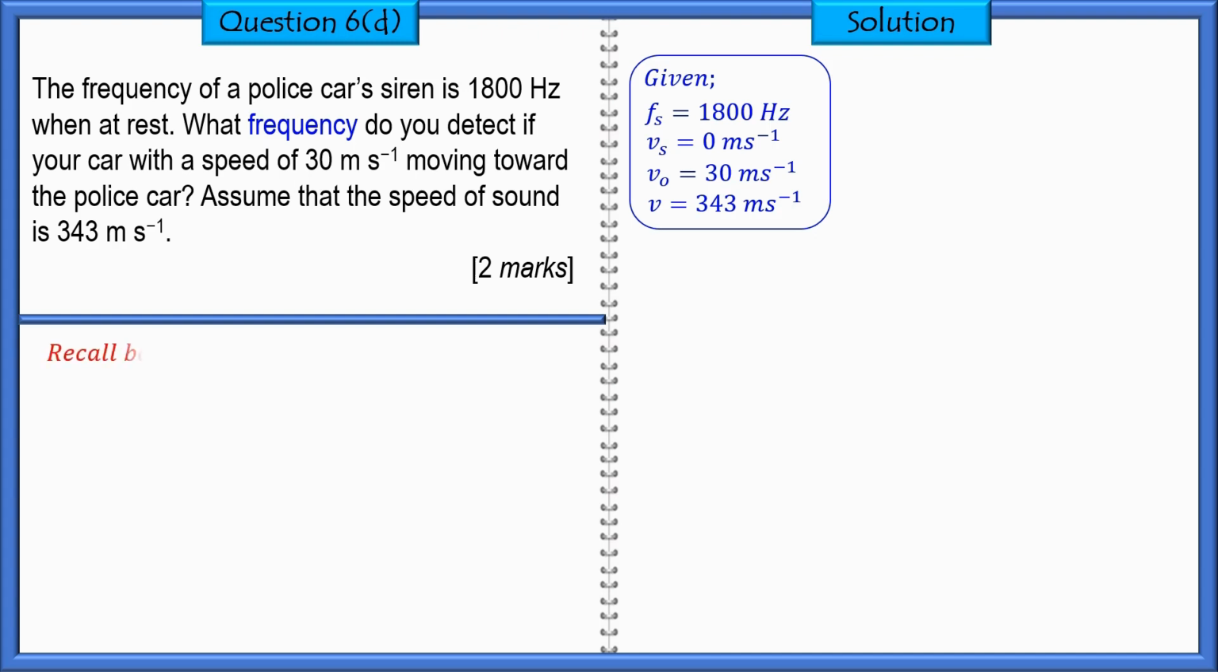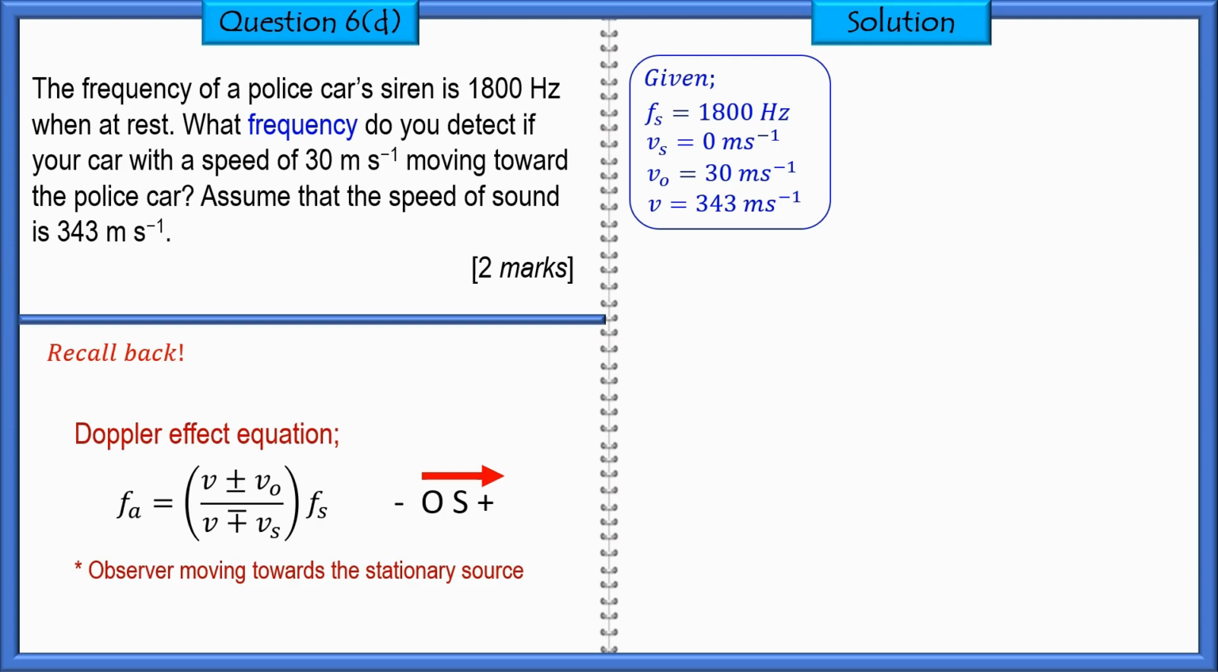Okay, first we recall what the Doppler effect is. The Doppler effect equation is about the apparent frequency, which is the frequency heard by the observer, referring to the relative motion between the source and the observer. Referring to the question, our observer is moving towards the stationary source, which is the police car. The police car is the sound source, so Vs is equal to 0 and Vo is 30 meter per second.